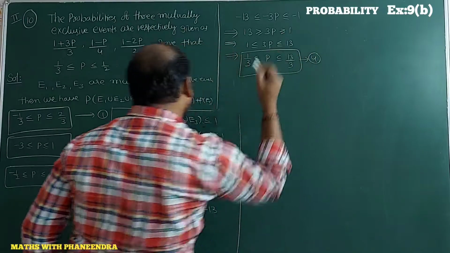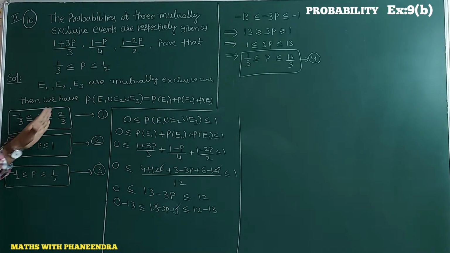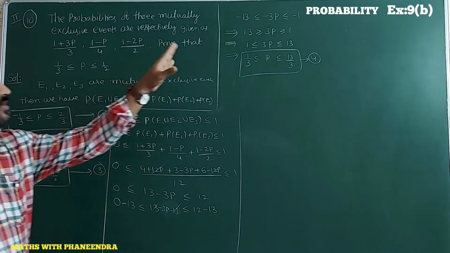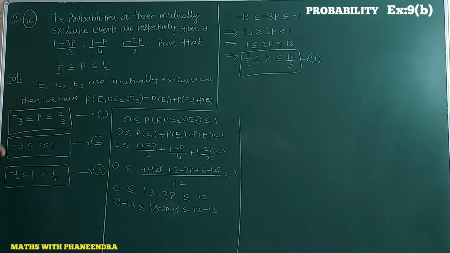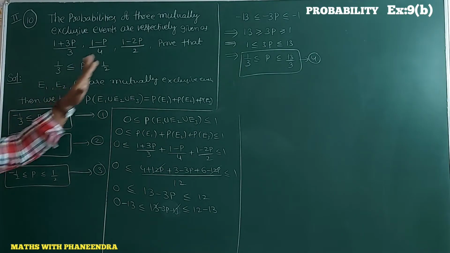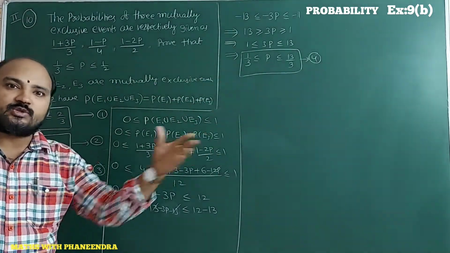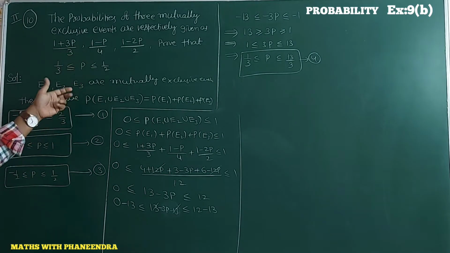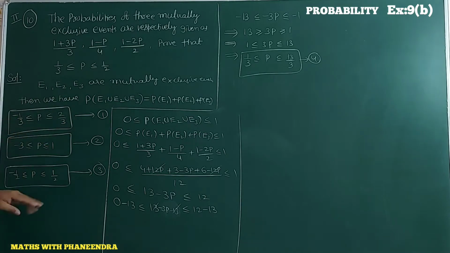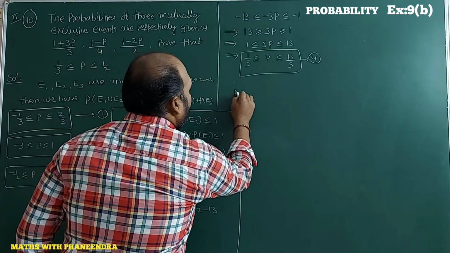Equation number 4. After getting these 4 equations, dear students, you observe that these are all minimum values, these are all maximum values. This is minimum, this is maximum. So among these minimum values, we will get a minimum value. Among these, maximum values will come. So we can get that the probability lies between, we will get it from here.